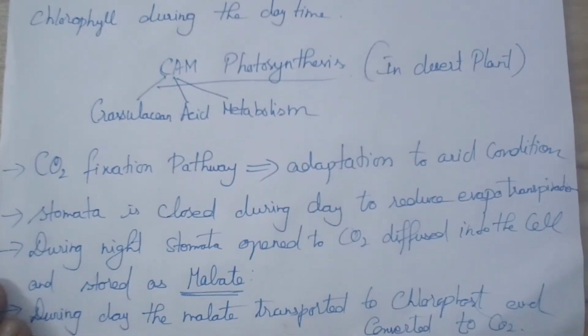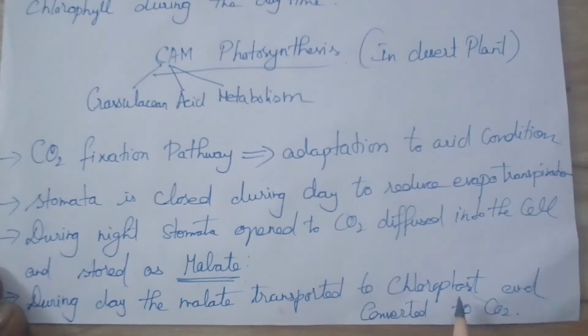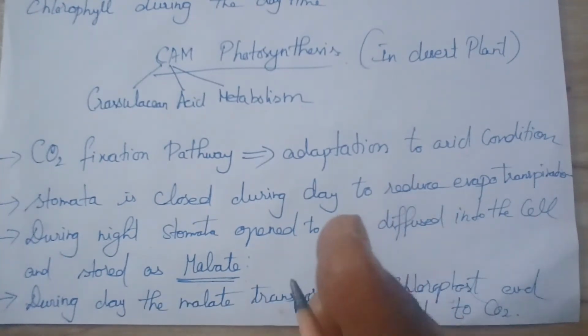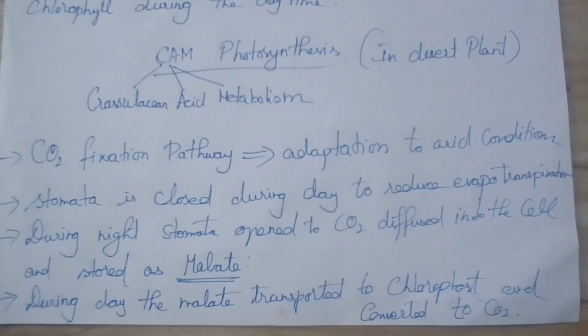During the day, the malate is transported to the chloroplast and converted to CO2. Clear? So once you get the CO2, then the plant starts the photosynthesis process. Okay, this is how photosynthesis takes place in the desert plant. During the night time the carbon dioxide diffuses into the plant and is stored as malate. Then during the daytime it will be transported to the chloroplast and converted into carbon dioxide. Clear on this?